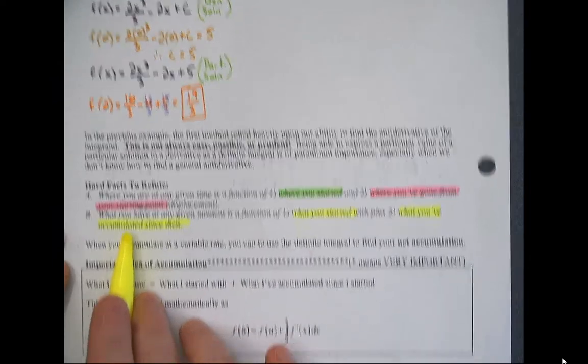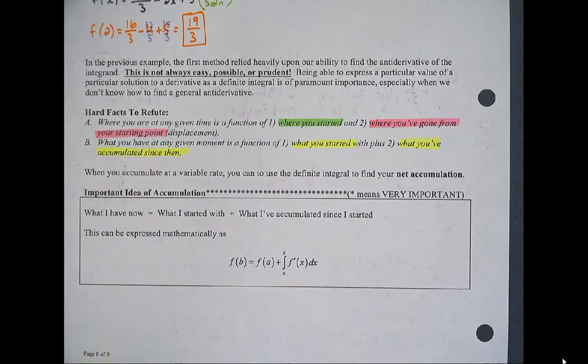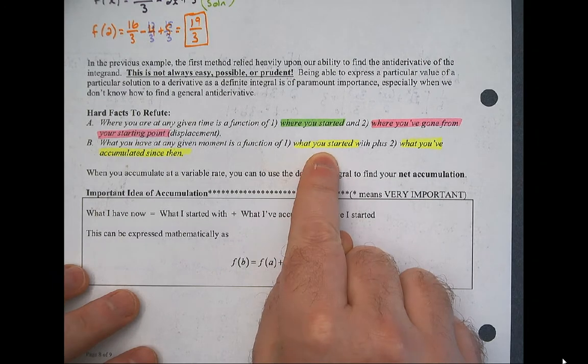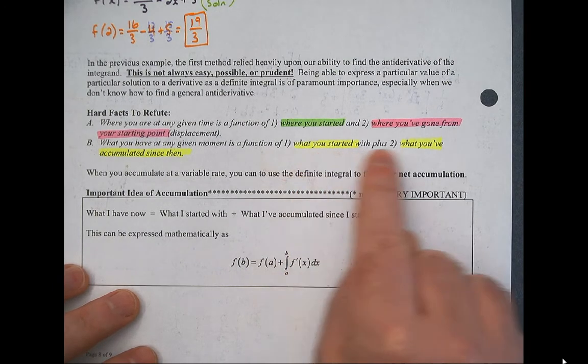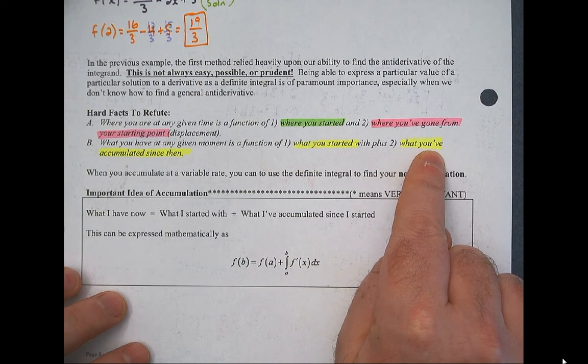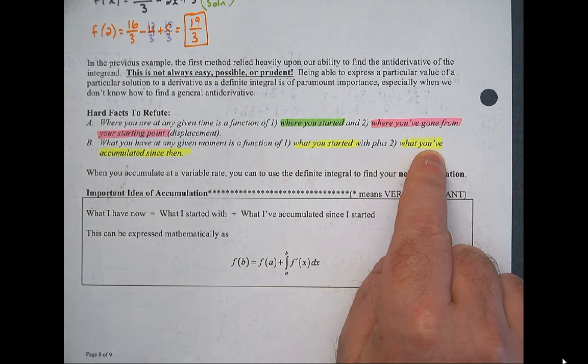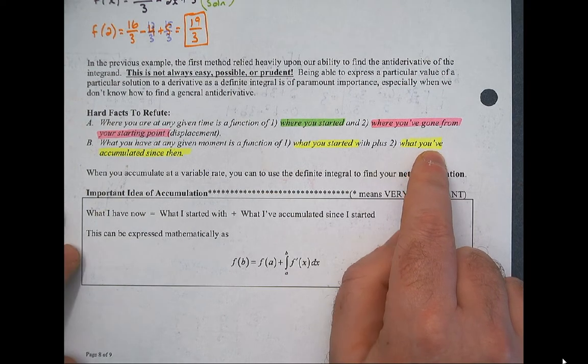That accumulation is all those little, remember those little rectangles that we did before in the Riemann sums? Those little rectangles, as you add more and more of those little rectangles, you're accumulating more and more area. So tell me where you started, at what height of your function, and then tell me how many of those little rectangles you've accumulated since then, and that will tell me where I am on the actual curve.